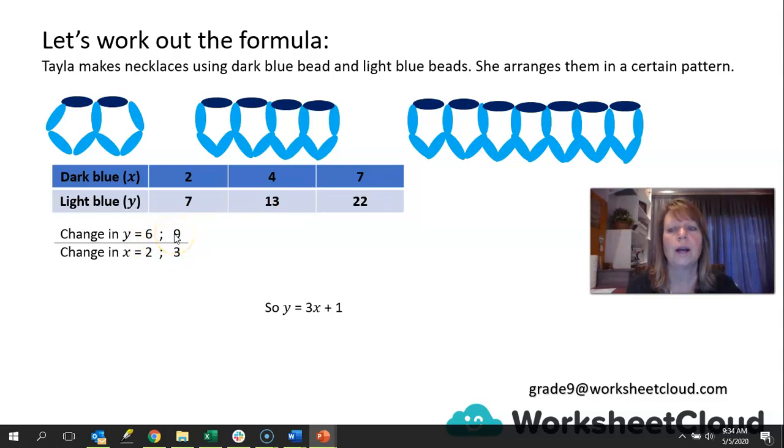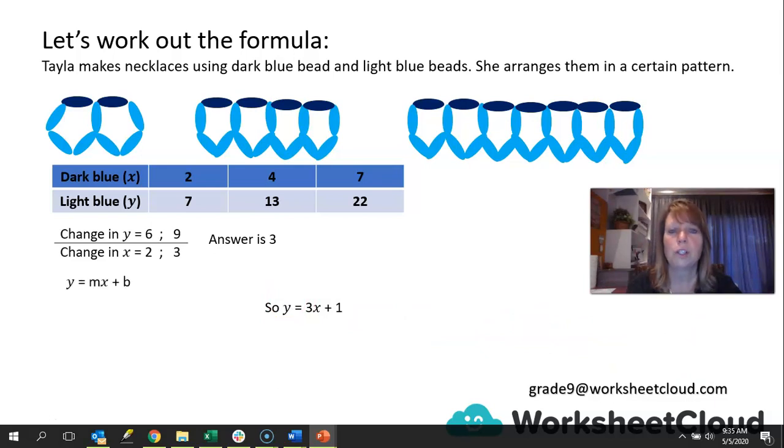We've now got to look at our X values and see how those have changed. From 2 to 4, we've added on 2. And from 4 to 7, we've added on 3. These are fractions, so simplify the fractions, and the answer is 3, because it would be 3 over 1 and 3 over 1. So we're bringing in our knowledge of fractions here to find out what our m value is.